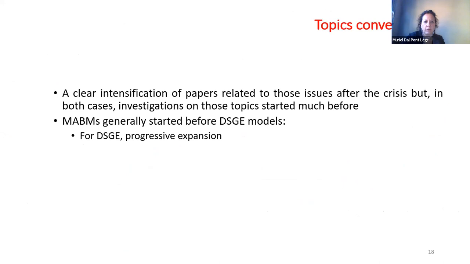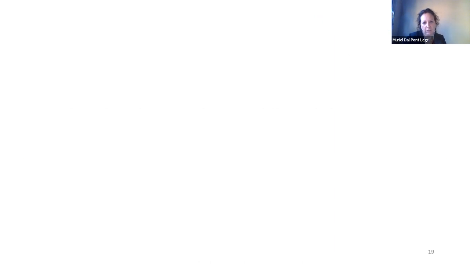So this topic of convergence, it is clear that there is an intensification of the papers on this topic after the crisis, but in both cases, they start before. Concerning DSGE, perhaps it's just the progressive expansion of the model, the way they usually develop, starting with a core model and then integrating step by step other issues like money issues, financial issues, expectation, etc. For macroagent-based models, it was more present from the beginning, so it's more linked to the analytical root of the model and people involved in that new emerging field. So it's more a question of heritage, let's say.